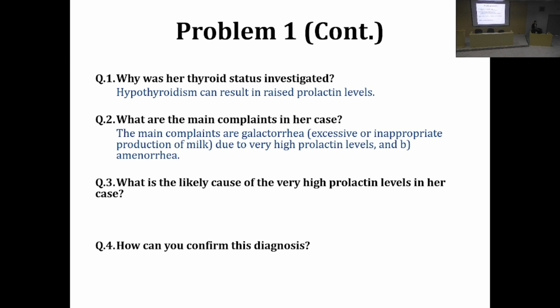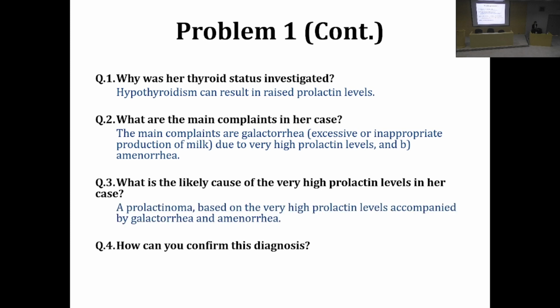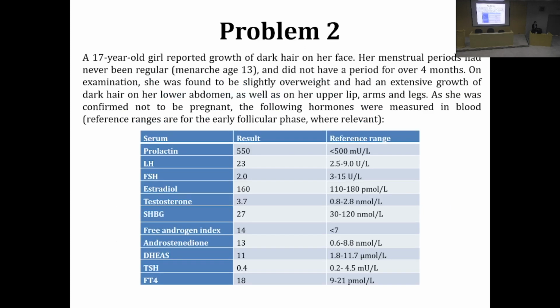GnRH, LH, FSH axis. What is the likely cause? If it's above 1200, usually it's significantly high, so it makes me think more towards prolactinoma. How can I confirm this diagnosis? Yeah, CT or MRI scan would work.